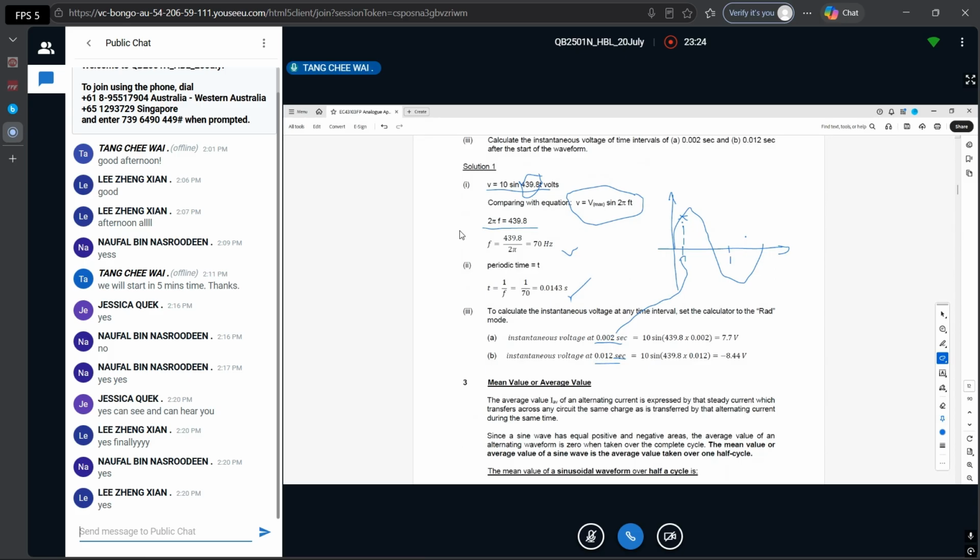And then if I project down to the waveform, I say this point here is the instantaneous voltage at this time. So this 0.012 could be this time here. Do you understand? So that is the meaning of instantaneous voltage: at different times, different points of voltage. Because it's moving, the time here is moving. So different timing, different point of the voltage. That is the meaning of instantaneous voltage.